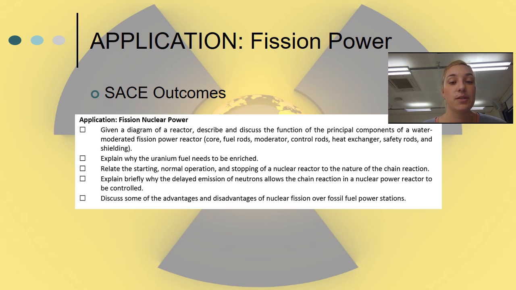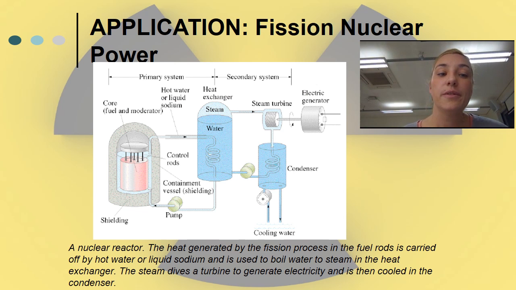So our application for nuclear fission is the production of nuclear power, and we have to be able to answer the following outcomes here. Nuclear fission power plants are not dissimilar to our coal or fossil fuel power plants. They have a source that produces steam or hot water. The steam is then used to turn a turbine, and the turbine produces the electricity, which is collected and used for powering homes. For a nuclear reactor, the only difference is that instead of burning coal to produce the heat, they use a nuclear reaction.